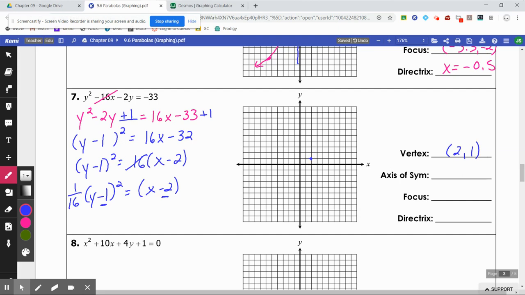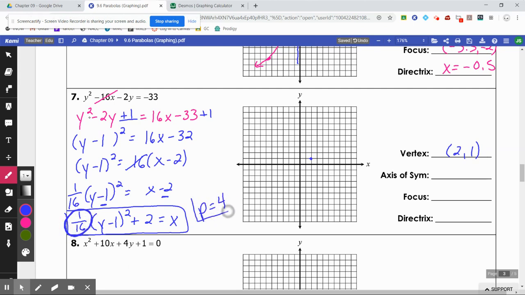Now, if you would like to move that minus 2 over, those parentheses, again, are really not even necessary. You could write this as 1/16 y minus 1 squared. To move minus 2, you're going to do plus 2 is equal to x. So there's your standard form. You can see the transformation happening there. Here's your 1 over 4p. So that'd give you a p value, obviously, of 4, because if 1 over 4 times p is equal to 1 over 16, in order to make that true, then p would have to be 4.